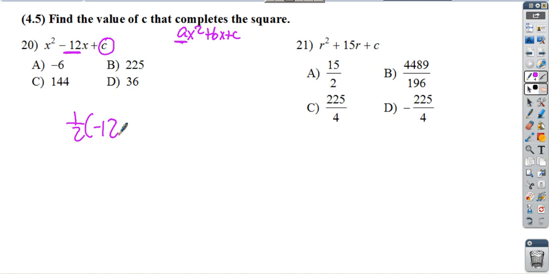Half of negative 12 is negative 6, but that's not the answer. We don't want to use negative 6 to find c. To find this number, we take negative 6 and we square it. And negative 6 squared is that right there. It's 36.